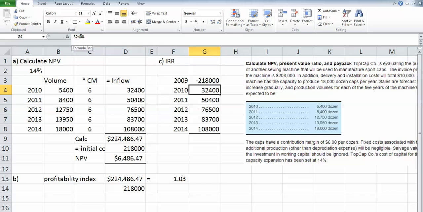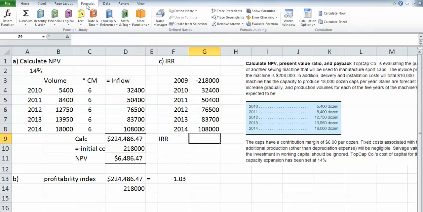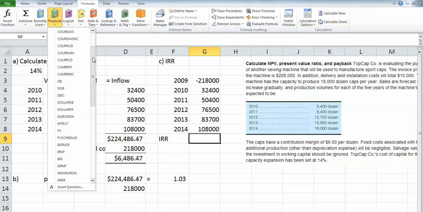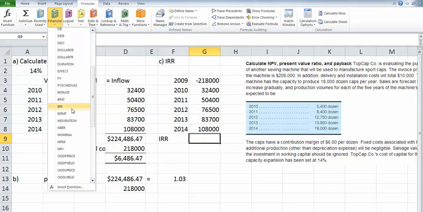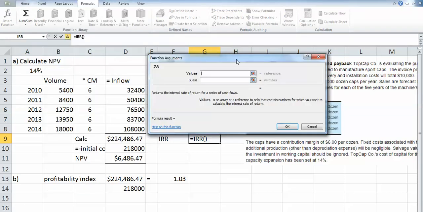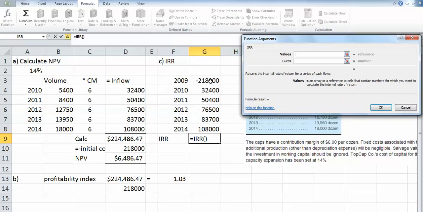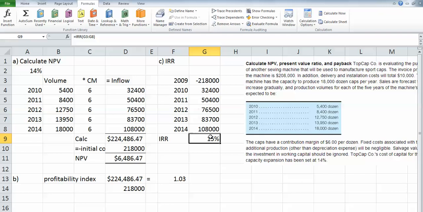So I would just take the 32,400 minus the 218. And again, we'll let Excel do all the hard lifting for us. Go back up to our formulas, go to financial, scroll down to get IRR, and then we just highlight all these values and we hit enter. And it says our internal rate of return is 15%.